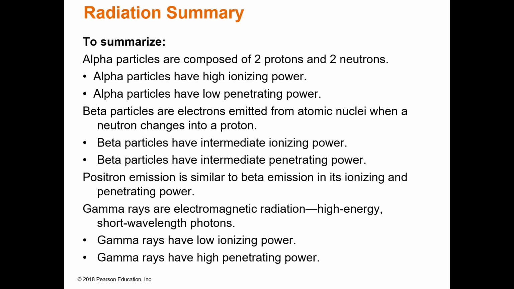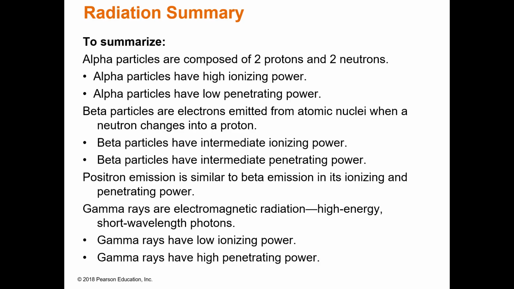Beta particles are electrons emitted when a neutron becomes a proton. They're lighter, have moderate ionizing power, and moderate penetrating ability. They can get through skin, but not bone. They can be stopped by plastic or metal shielding. Positrons are like beta particles, but positively charged. They come from a proton turning into a neutron. These are the guys used in PET scans.